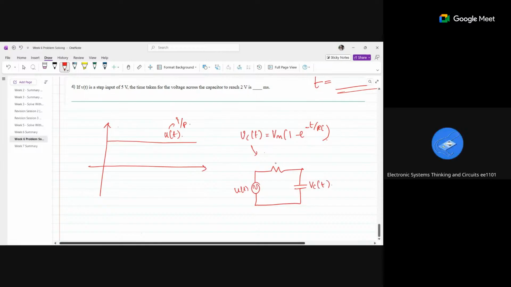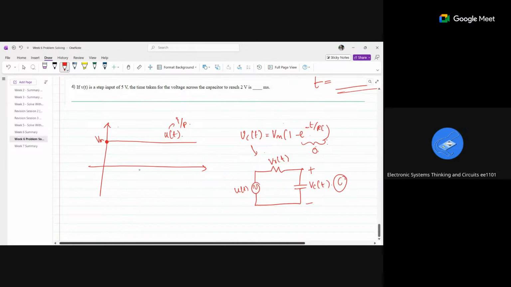So this is for understanding I'm drawing, okay? So what does this exponential term say? At time t equal to 0, what is Vc of t? Zero. This term will be 0, so my Vc of t will be equal to Vm. Ma'am, when you say Vc of t, I don't understand what you want to say. See, Vc of t is nothing but the voltage drop across the capacitor.